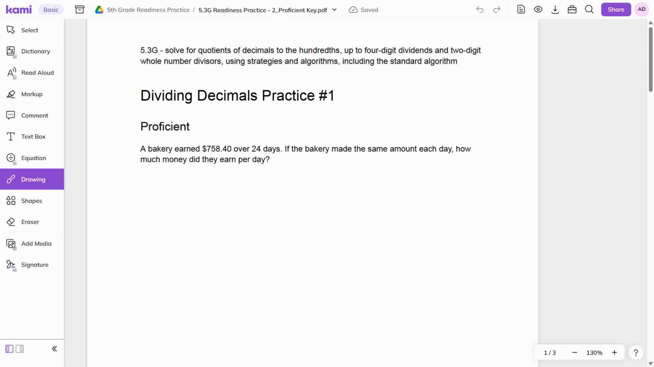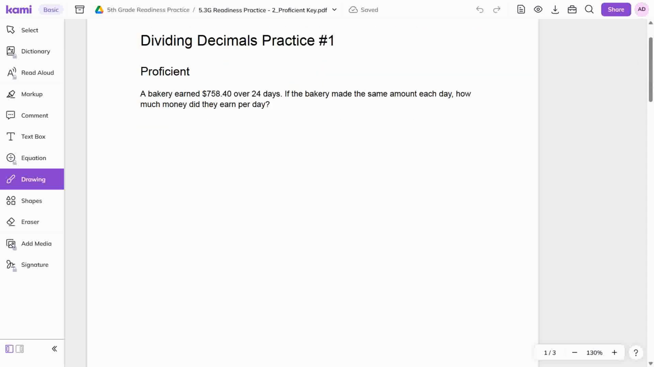So we have a bakery, and a bakery's earned over $700 in 24 days. And we see this right here, the same amount each day. That gives us our hint that we're dealing with equal groups. And our equal groups mean multiplication or division. And since we already have a total, right, here's my total, 758.40. And we have 24 days.